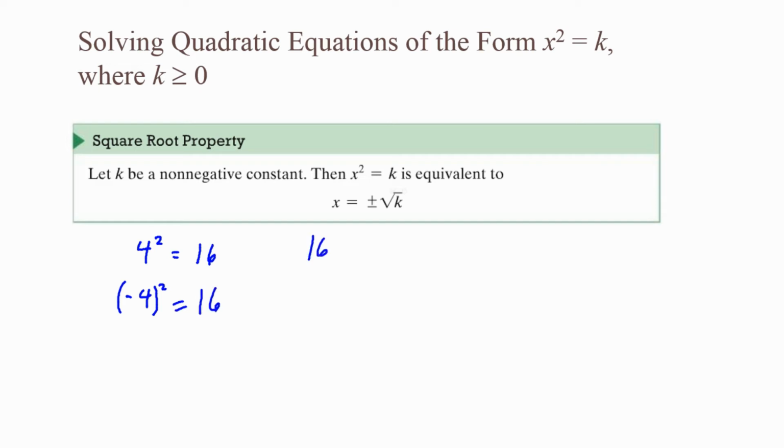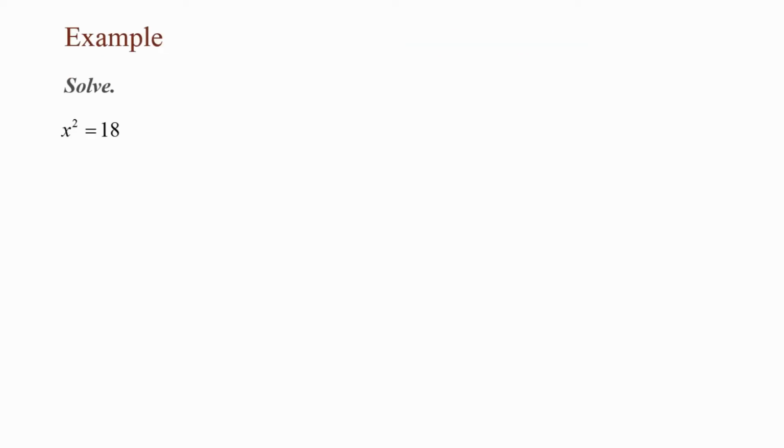So 16 equals x squared. That means that 4 can equal x, or negative 4 can equal x. I can also write this as x equals plus or minus 4. In this example, I want to solve x squared equals 18.